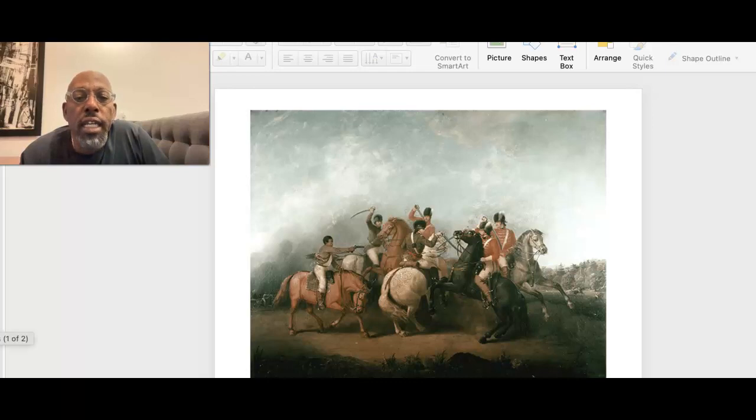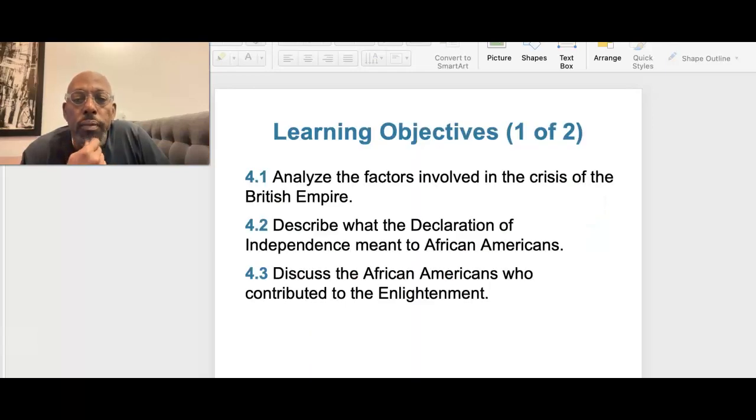Now, our learning objectives this week are the following. In 4.1, we want to analyze the factors involved in the crisis of the British Empire. And 4.2, we want to describe what the Declaration of Independence meant for African Americans. Again, this critical document meant different things for different people. And of course, for those enslaved and those fighting for and desiring freedom, the Declaration of Independence meant something different.